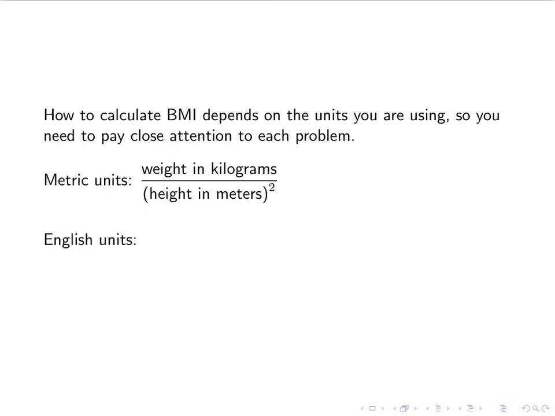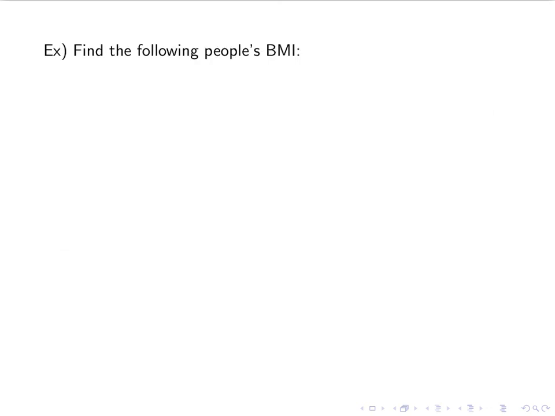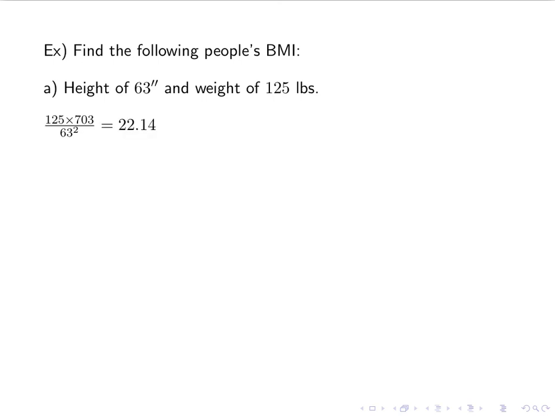Because of conversion numbers in English, we have this 703 involved. So it's the weight in pounds times 703 divided by the height in inches squared. So find the following people's BMI. Height of 63 inches and a weight of 125 pounds. So we have inches and pounds, so that's the American system. So we're going to take the weight, 125, multiply it by that 703, divided by 63 squared. And we get 22.14.